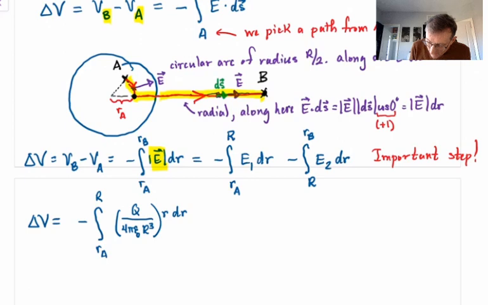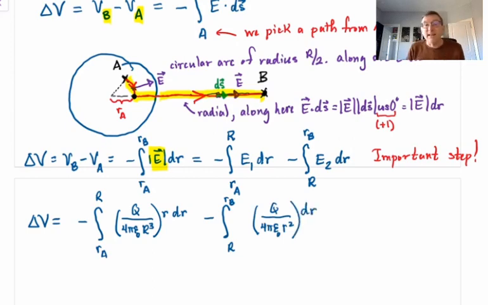Then, next one, minus the integral from big R to R_B, E2. Q over 4 pi epsilon 0 little r squared, d little r. Okay, I put in the function E1 and the function E2 that we would obtain from Gauss's law. All right, let me talk about what we do next.